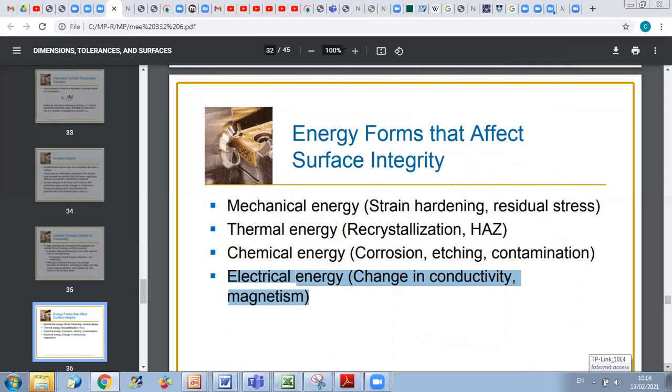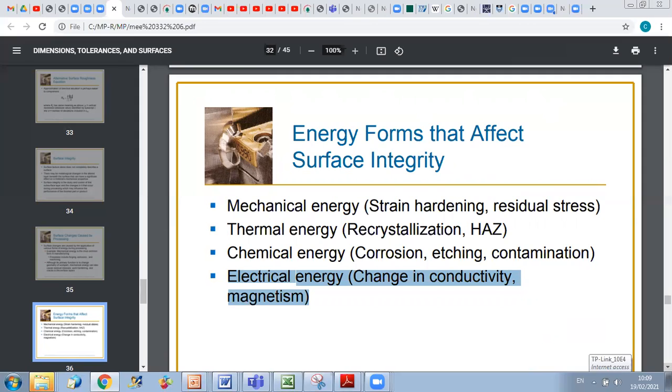So first we have thermal energy, which can cause metallurgical changes, as in the case, for example, of recrystallization. We have seen before that if we heat a material up to its recrystallization temperature, we'll have formation of new grains, and the surface characteristics will change. We can also use thermal energy to form a heat affected zone, which is a non-melted area of metal that has undergone changes in material properties as a result of being exposed to high temperatures. This is the case, for example, when you do welding or when you have a high heat cutting process.